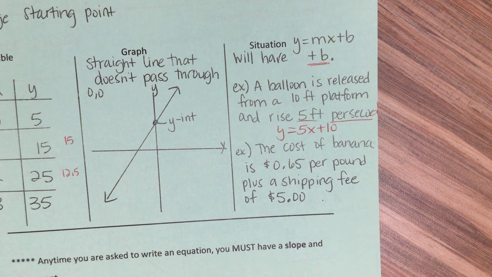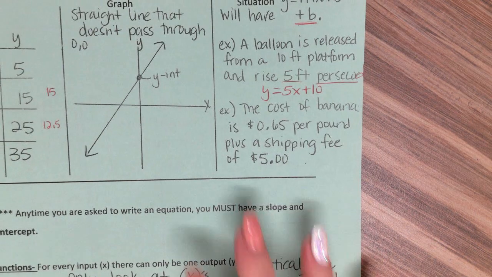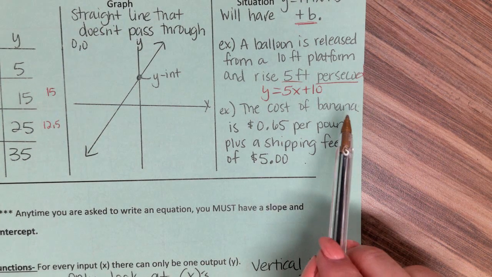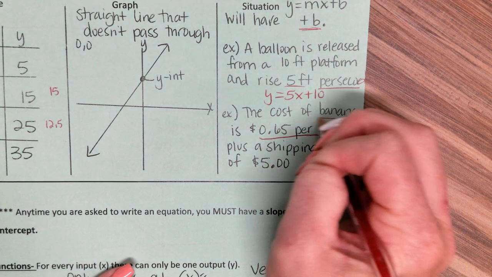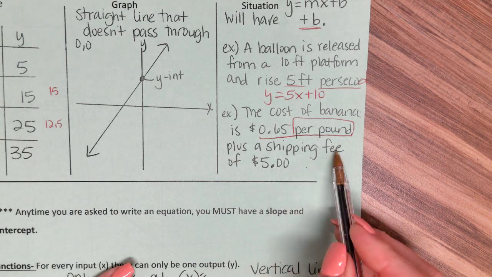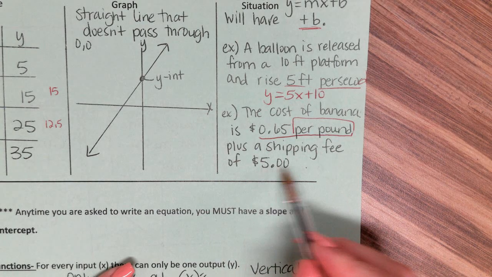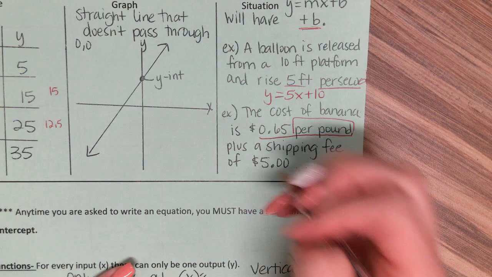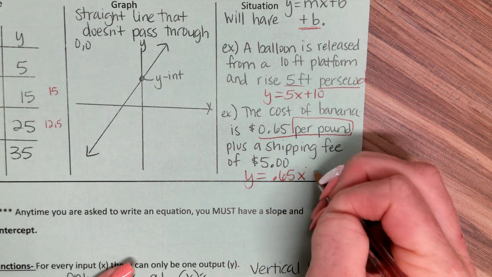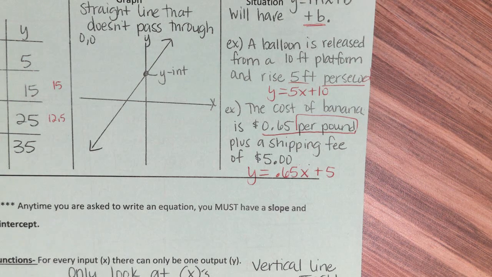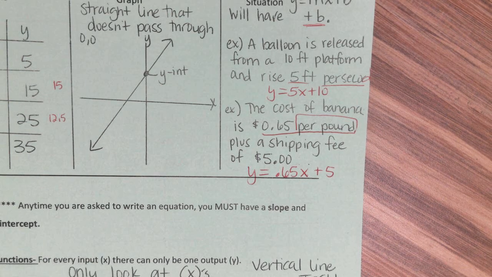Why did I not add them together? Because they did not both say per second. Look at the next example. The cost of bananas is 65 cents per pound plus a shipping fee of $5. Does the $5 also say per pound? Nope. So how would I write this? y equals 65 cents x plus 5. Does anybody have questions on proportional versus non-proportional?